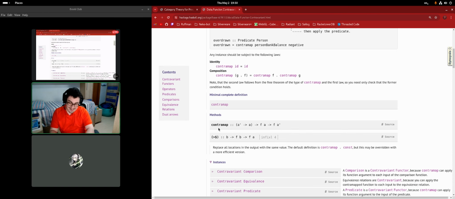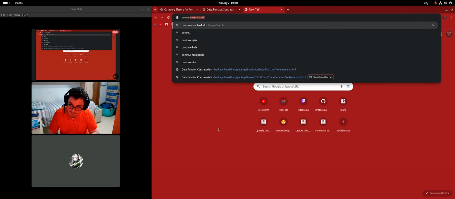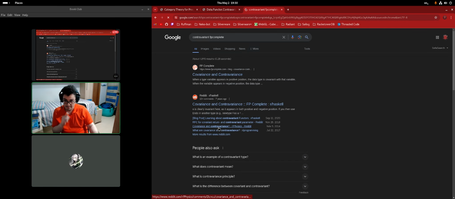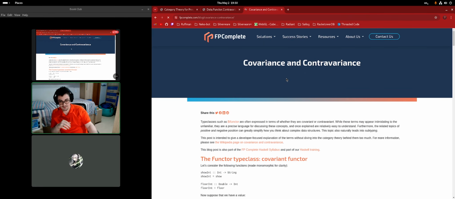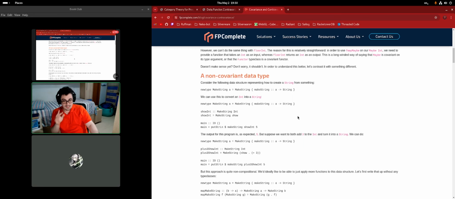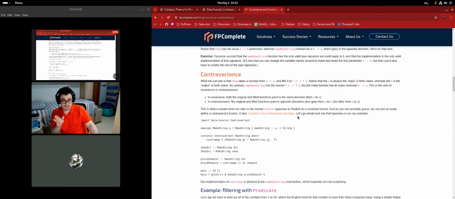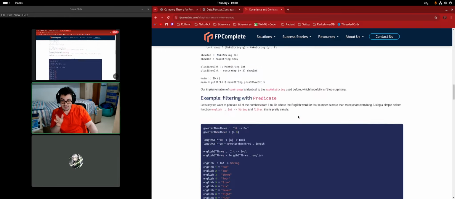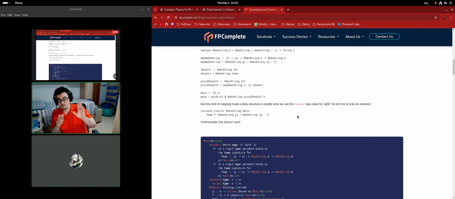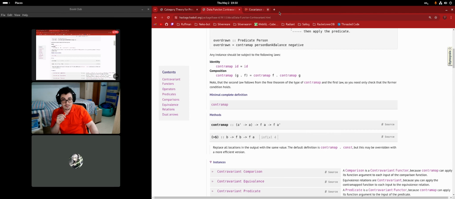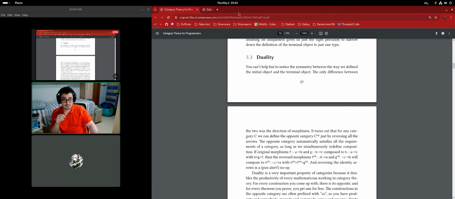Which is really weird. But if you want to take a look at it, there's a really cool FP Complete article about it. This one. For documentation purposes, if you want to read it, it's going to give you some intuition about it. I still think they are weird by nature, but it helps. But the boss is profunctor. I don't understand profunctors. Anyway, going back to the book here.